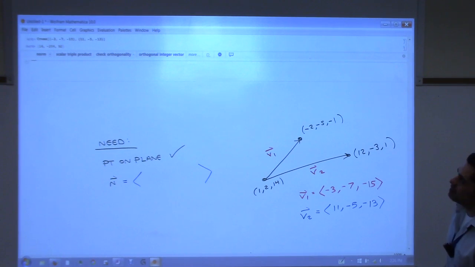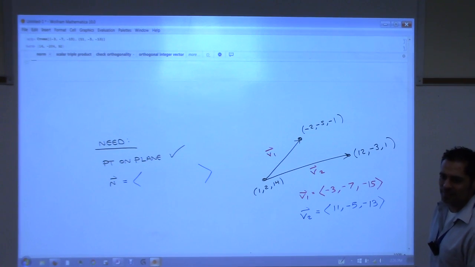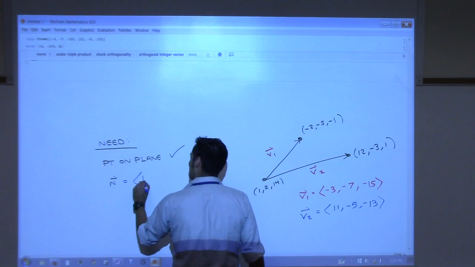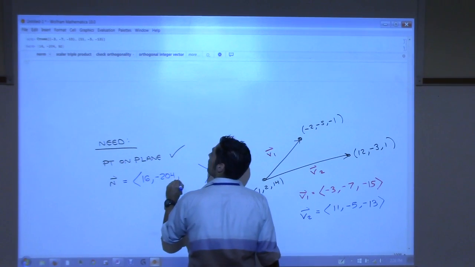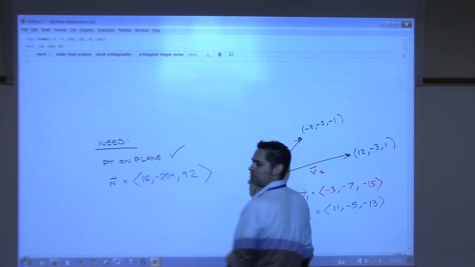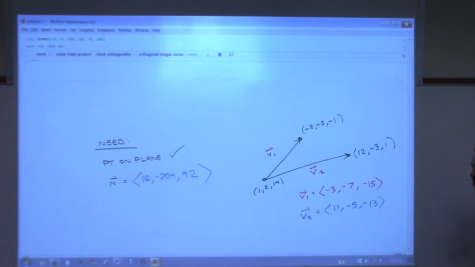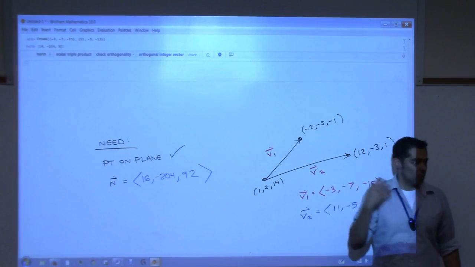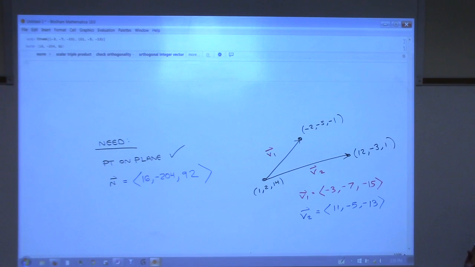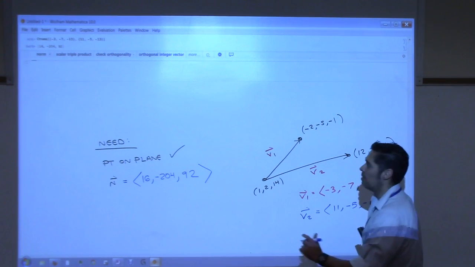Anybody get 16 for the first part? Yes? 16, negative 204, 92. That's it. That's your cross product. That is a vector that is sticking out of your plane and is orthogonal to the plane. And so the equation of the plane, we're ready to go with it.